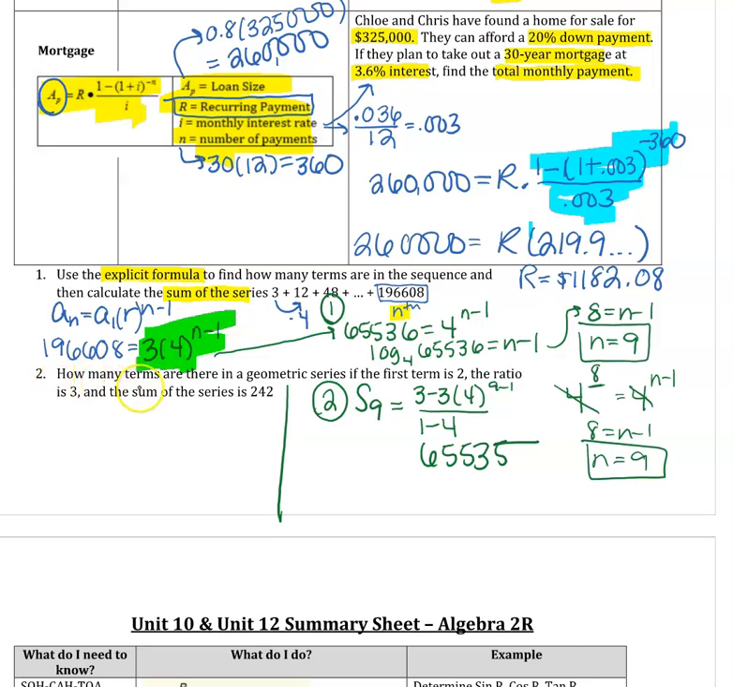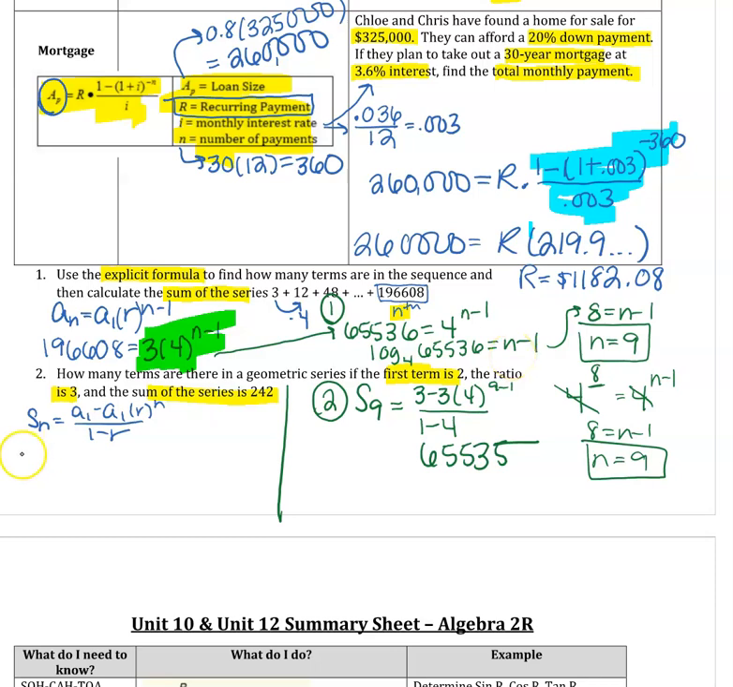All right, so how many terms are there in a geometric series if the first term is 2, the ratio is 3, and the sum of the series is 242? So this is actually very similar to what I did up above. Again, this is your formula. S sub n equals a sub 1 minus a sub 1 times r to the n all over 1 minus r. You don't have to have it memorized. It's on your reference sheet.